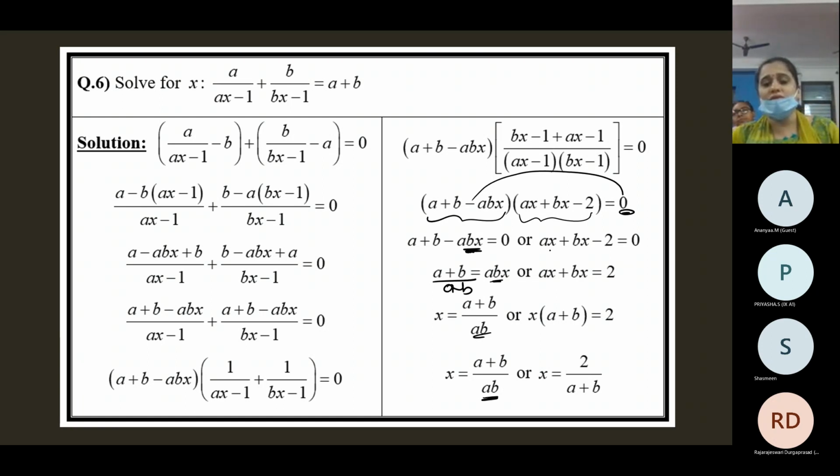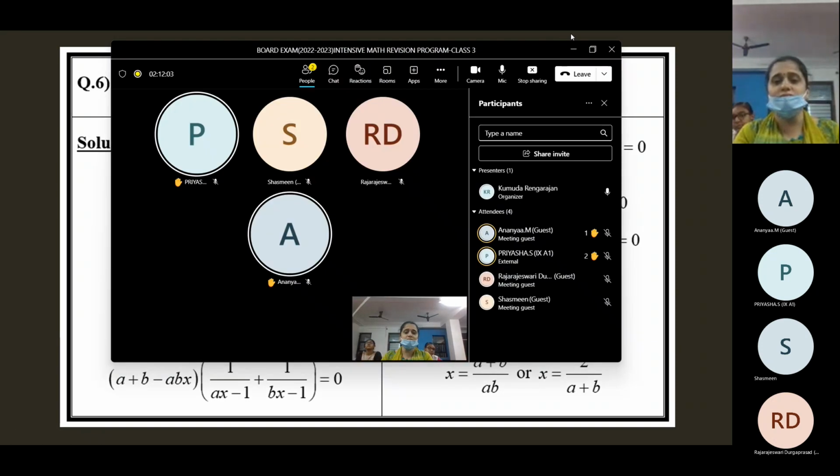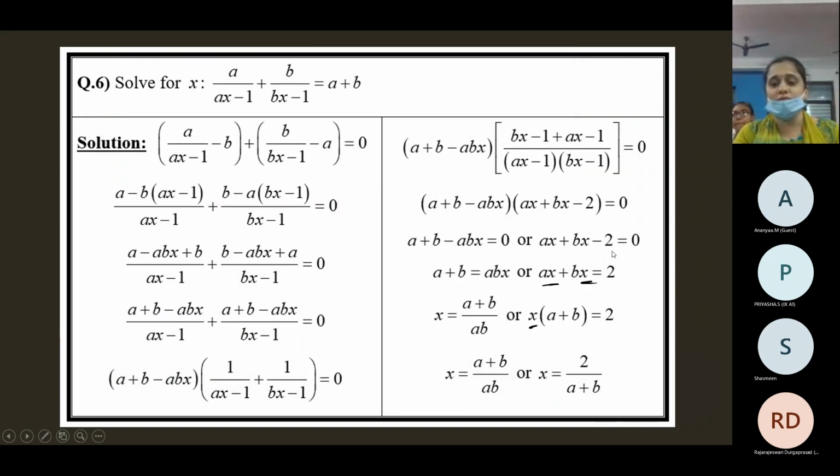On the other side, you have ax and bx. So you have two x terms. Transpose this and then take out x common, because there should be only one x term. a plus b is equal to 2. So x is equal to 2 by a plus b.